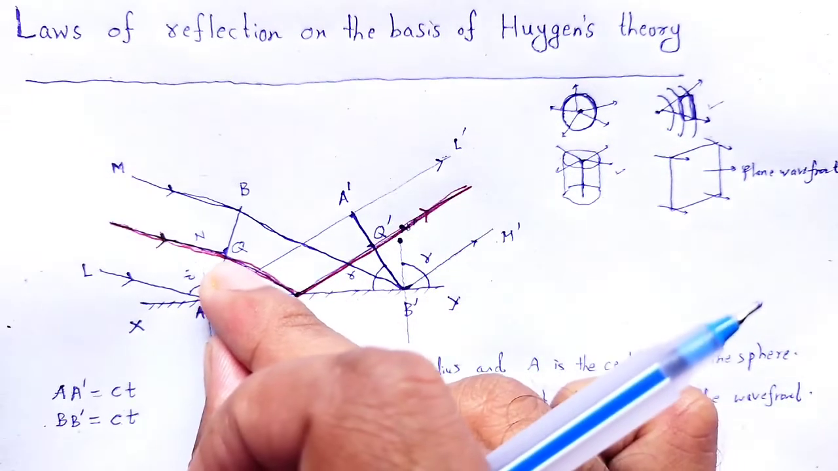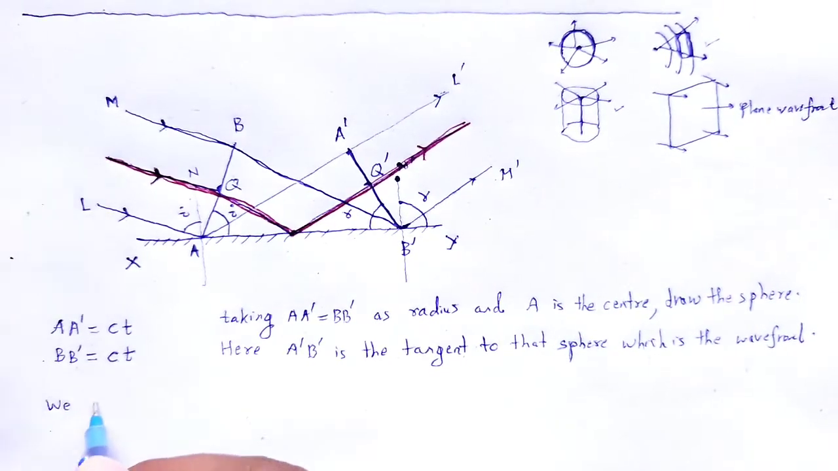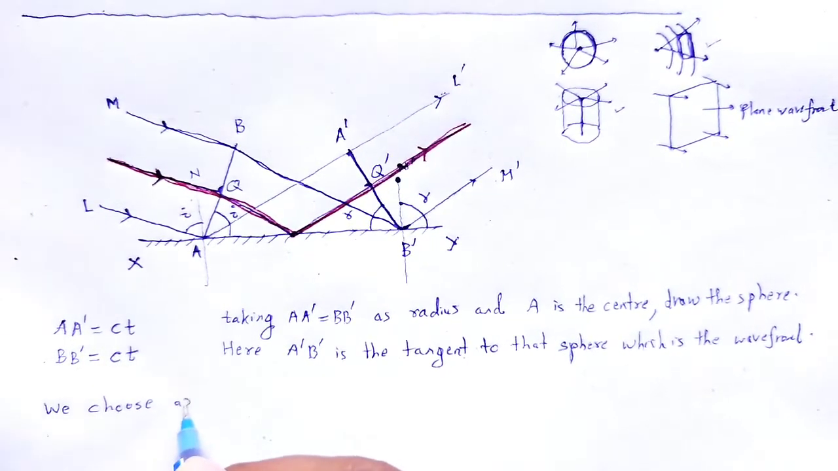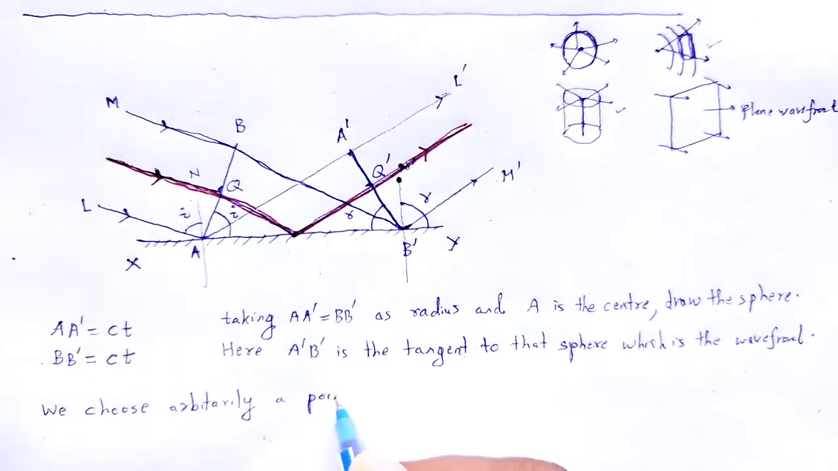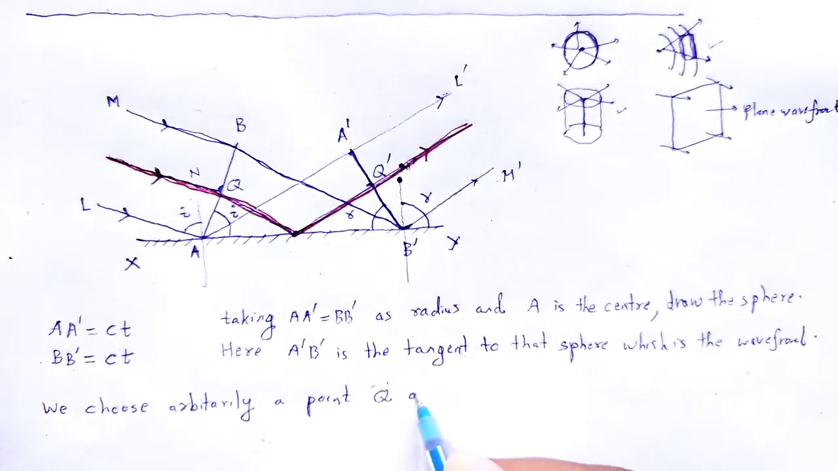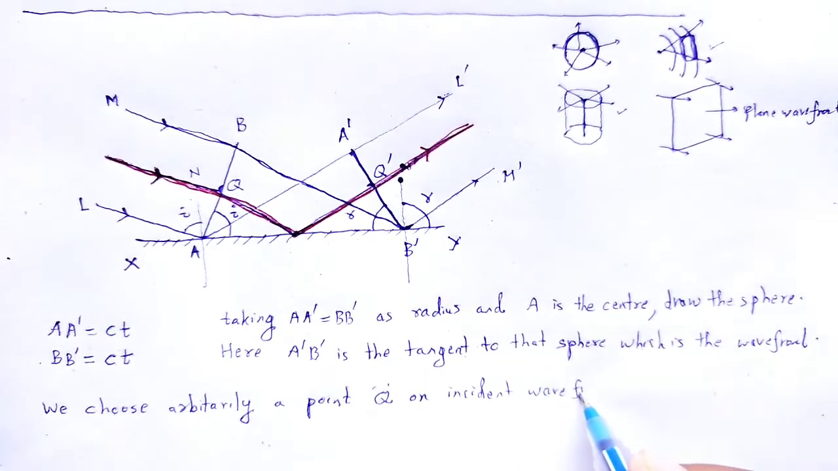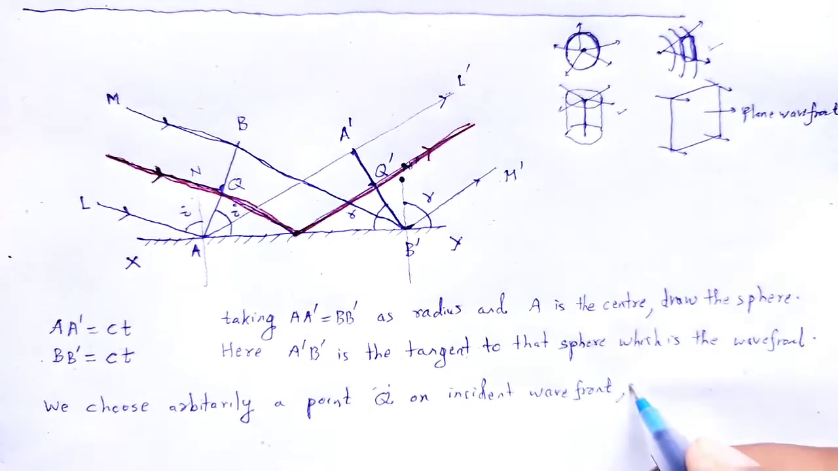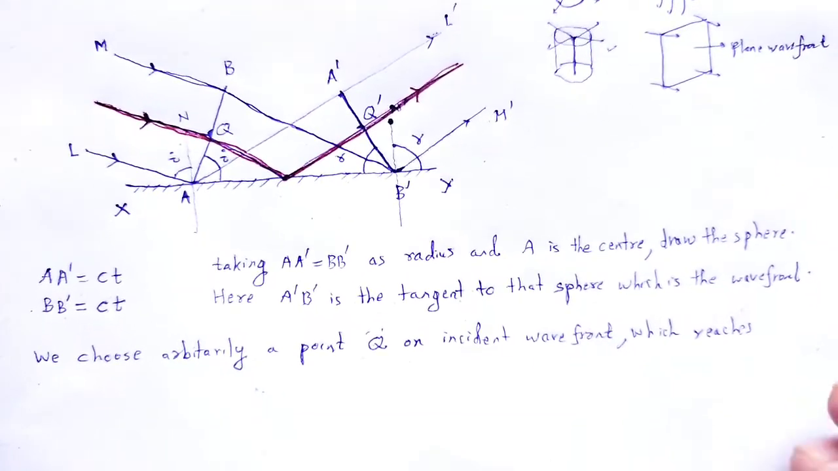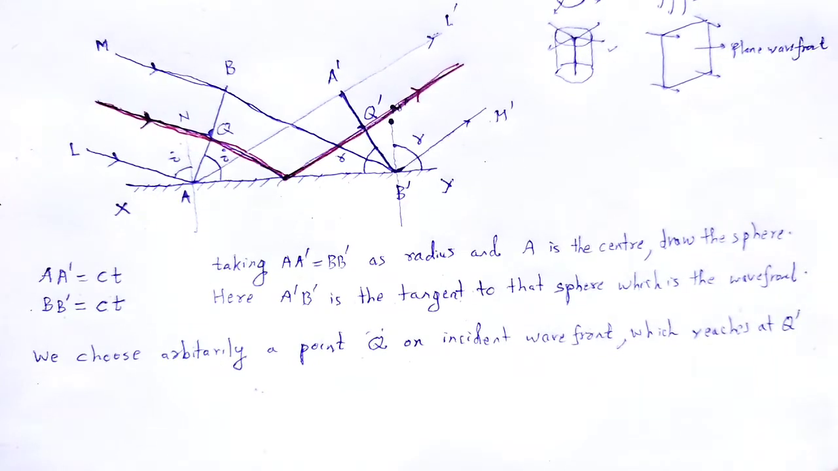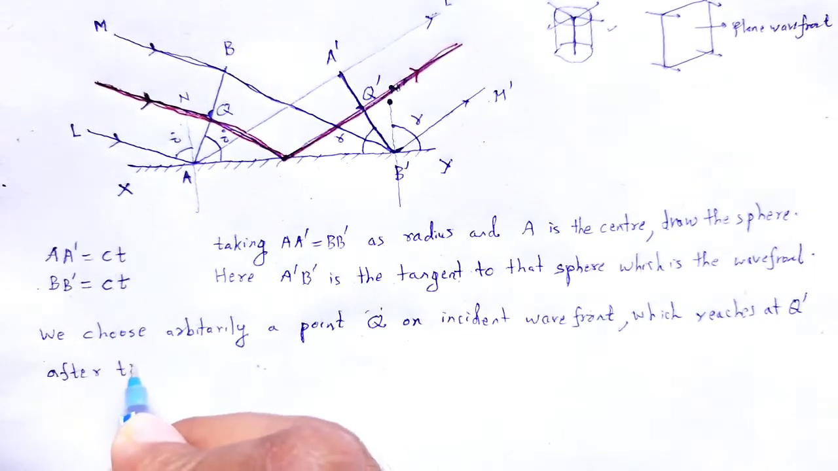We choose arbitrarily a point Q on the incident wavefront, which reaches Q dash after time t.